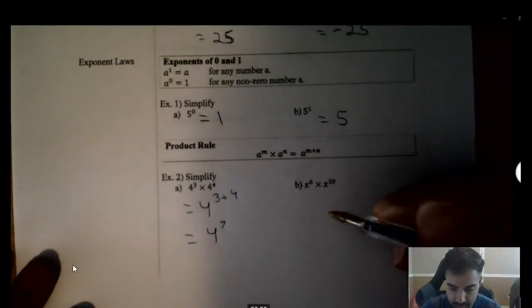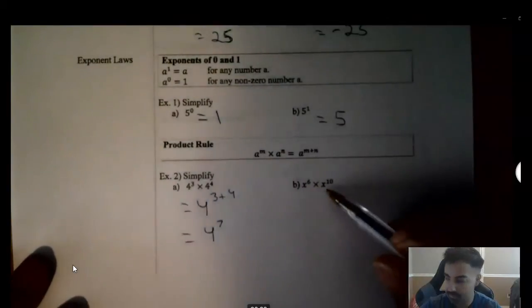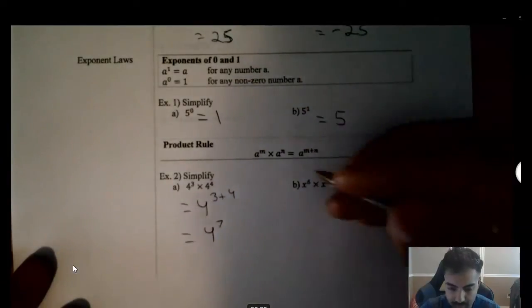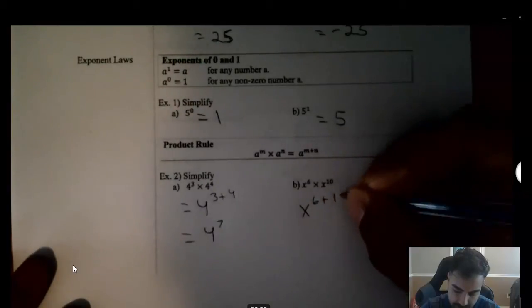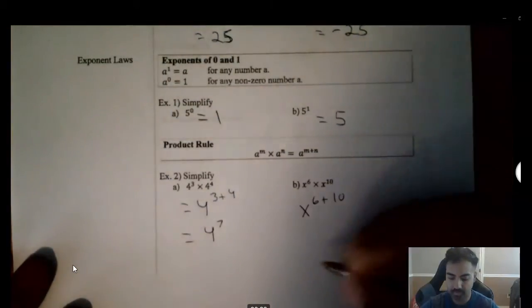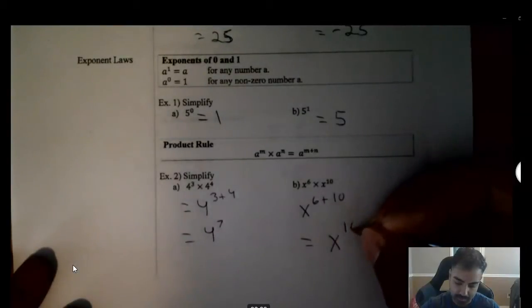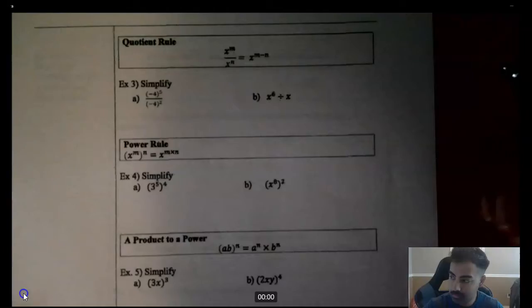Second part, we've got x to the power of 6 and x to the power of 10. Notice we have the same base, so we can simply write down x to the power of 6 plus 10, because the base is the same. And we get x to the power of 16. Okay, pretty straightforward. Let's go to the next page.